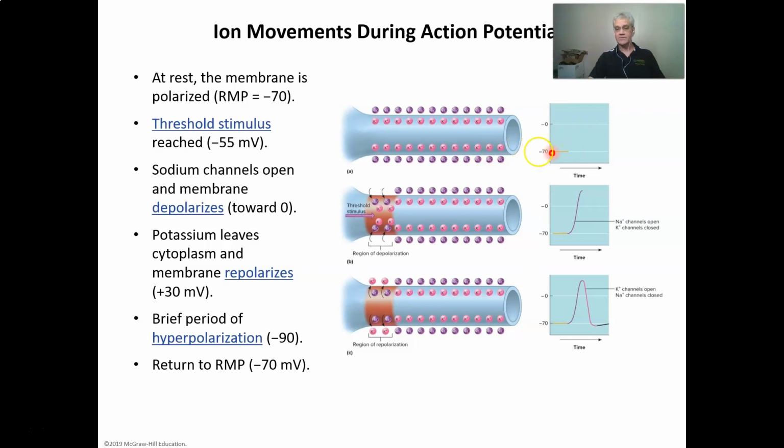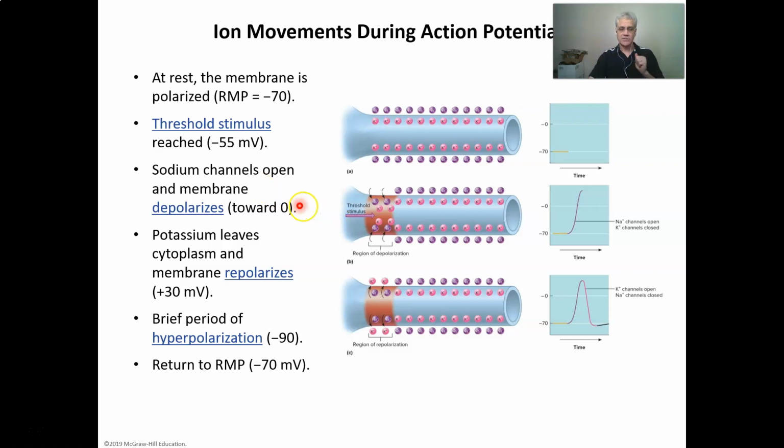Here's a graph. Perfect. Negative 70. All right. Now we're going to assume that I provided enough stimulation to this nerve cell to get it to fire. What does that mean? That means I'm going to send an action potential down this axon to the next nerve down the road. All right. Now, what does that mean on a molecular level?